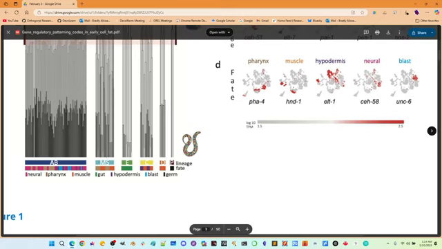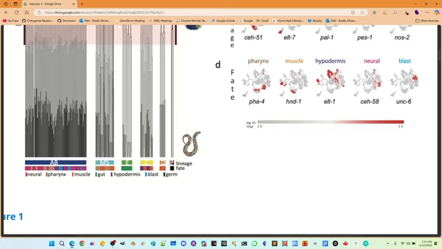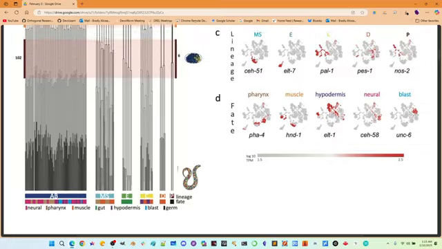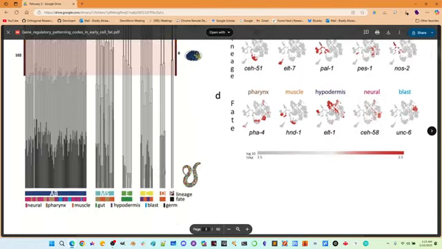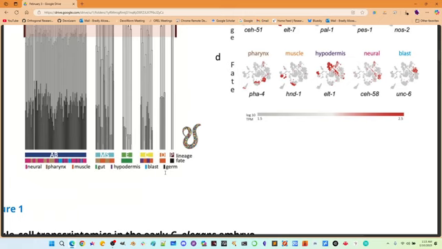And then MS, we have pharynx cells and muscle cells. E, we have all gut cells. C, we have hypodermis and neural cells. D, we have all muscle cells. And then P, we have germ cells. So this is where we have the germ cells that are segregated out very early in the lineage tree, and they're kept separate from the rest of the cells.